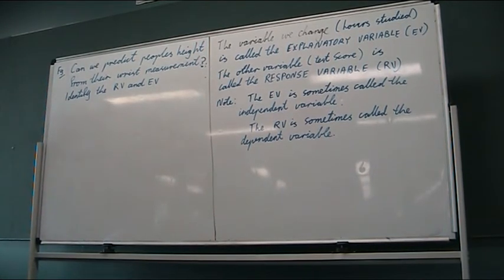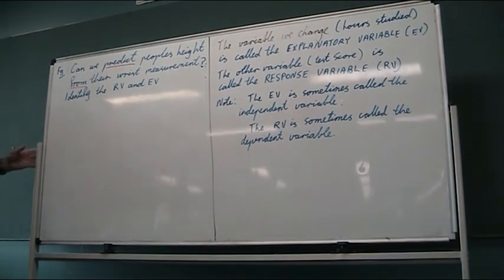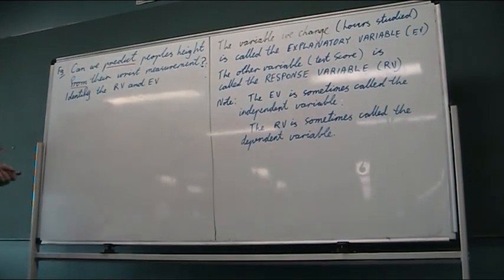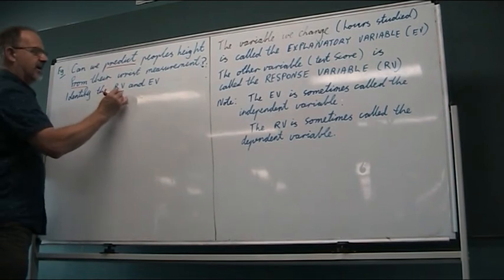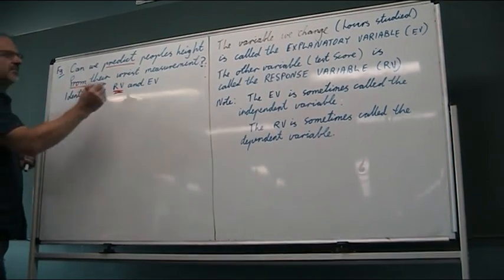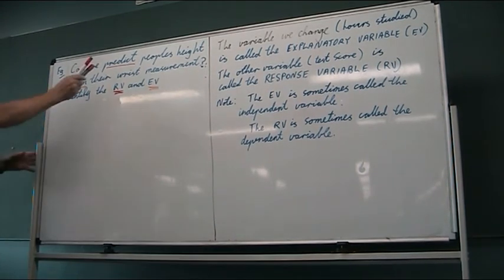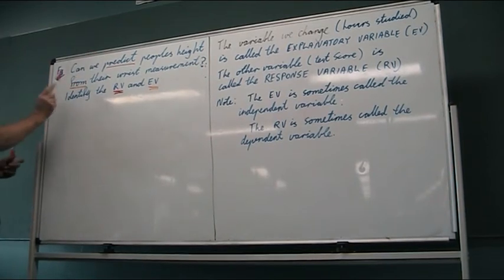So this example here says, can we predict people's height from their wrist measurement? Identify the RV and the EV. So there's a couple of key words here. Predict and from are our key words. So the thing that we want to predict is linked to our RV, and the thing we're predicting it from is our EV. Alright, so when you're reading these key words, predict and from.